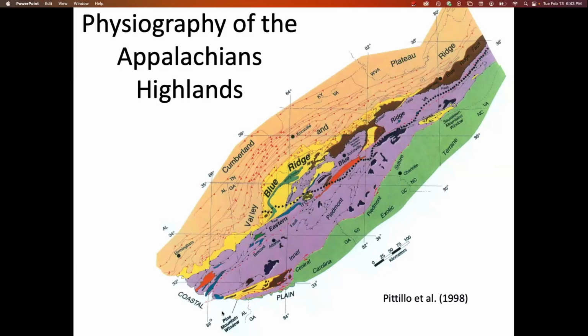The final thing I want to point out here is all these red lines with these little triangles. What do those represent? What do those red lines with triangles represent? Not ridge lines. They kind of somewhat correspond to ridge lines, but not entirely. They are faults. Those are fault lines.